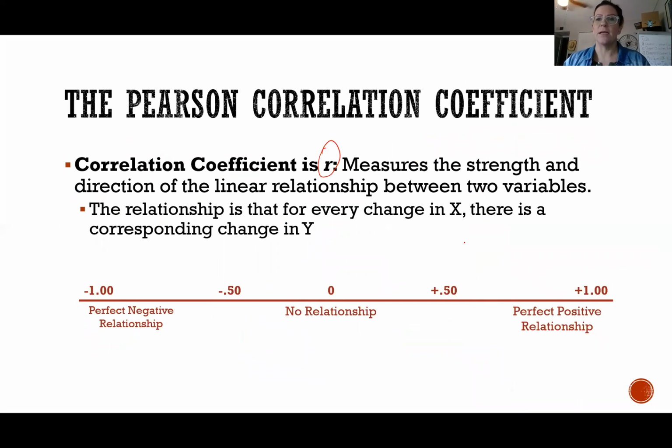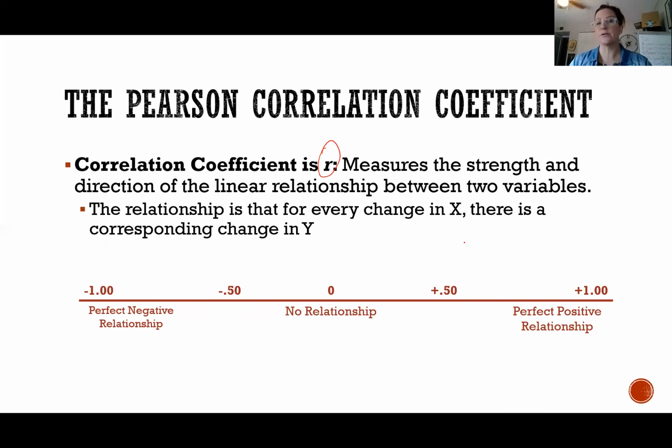And that is what it talks about with strength. So for every change in X, there's a specific change in Y. And the closer the points get to that line, the stronger the relationship becomes.